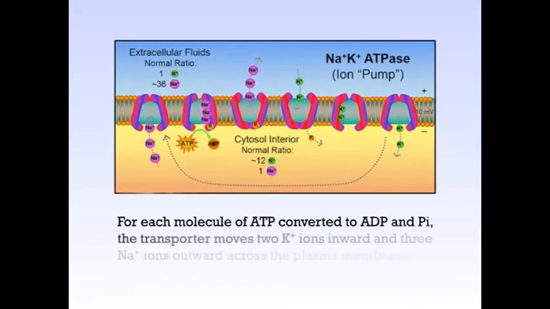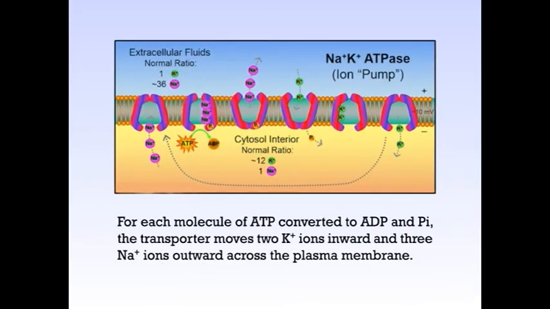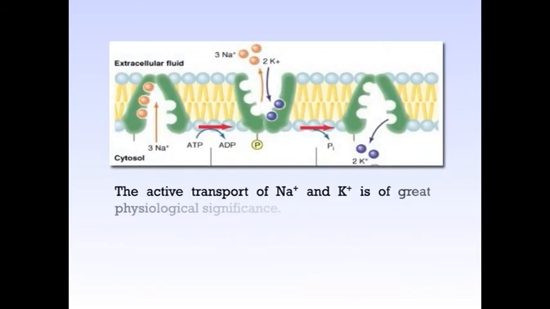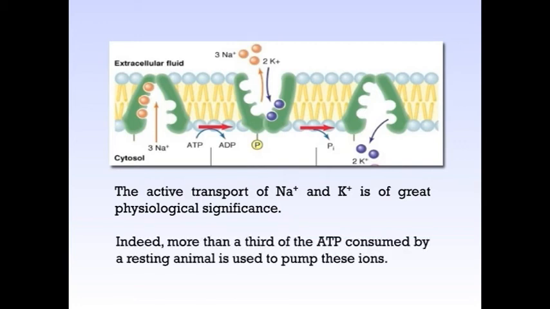For each molecule of ATP converted to ADP and phosphate, the transporter moves two potassium ions inward and three sodium ions outward across the plasma membrane. That's why it is also called an electrogenic pump, since it creates a net separation of charge across the membrane. The active transport of sodium and potassium is of great physiological significance. Indeed, more than a third of the ATP consumed by a resting animal cell is used to pump these ions.